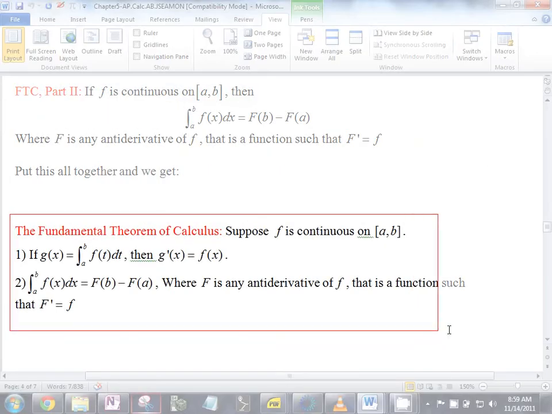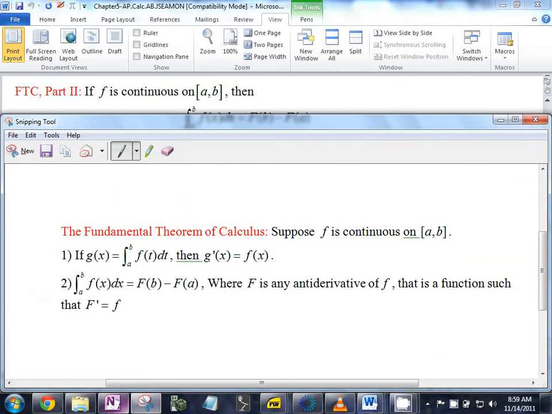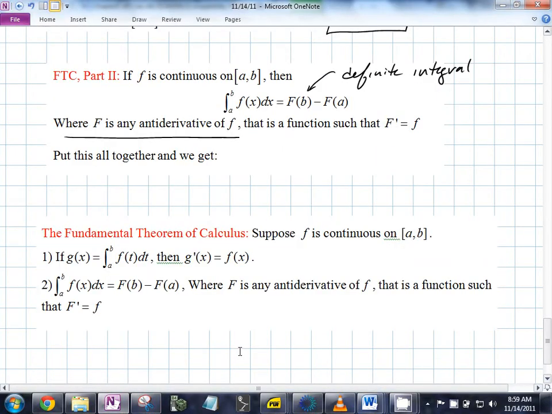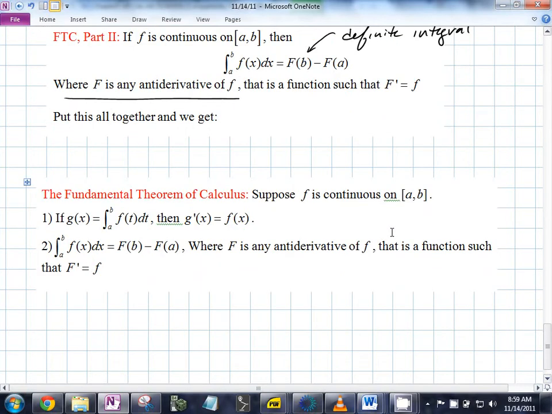suppose f is continuous. Is the continuity important? What happens if things aren't continuous? Things break down. If g of x is defined as the integral from a to x of f of t dt, then you know that the derivative of g of x is equal to f of x. And you also know that the integral from a to b is equal to the general antiderivative of f evaluated at b minus the general antiderivative evaluated at a, where F is any antiderivative of f, that is a function such that F prime is equal to f of x.